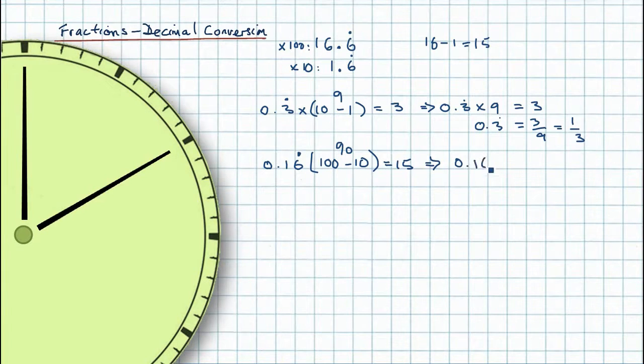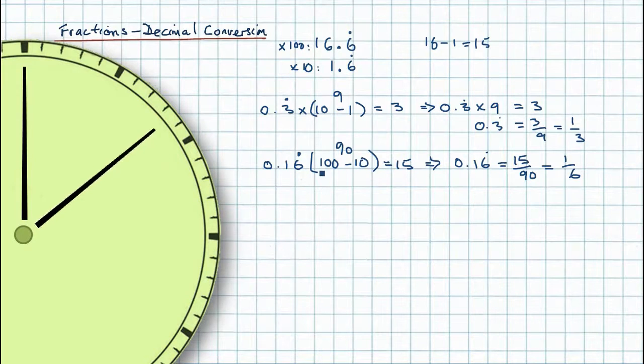Now we just go for the conversion. So we say 0.16 recurring equals 15 divided by 90. Because if 90 times 0.16 recurring gives us 15, then we must have 15 times a 90th. A 90th of 15 must be 0.16 recurring. So that's given us our fraction. 0.16 recurring is 15 90ths. And 15 90ths are, of course, 1/6. Okay, let's do another one.